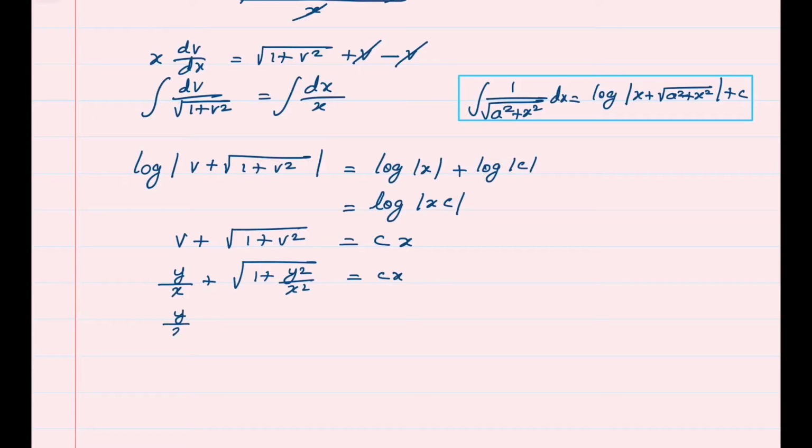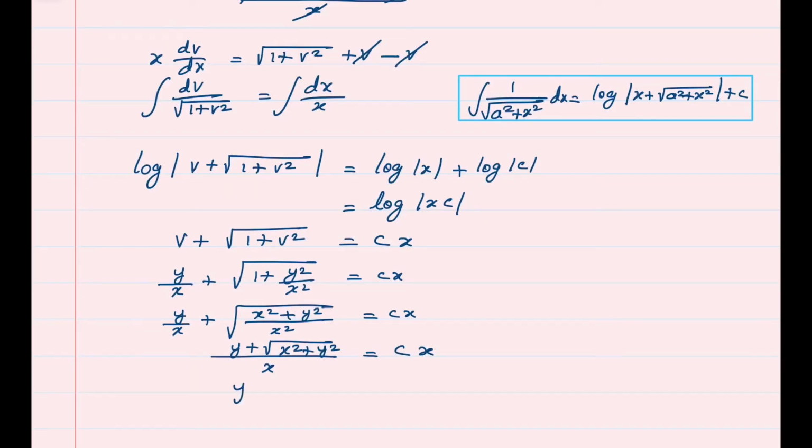y by x plus root of 1 plus y square by x square. LCM is x square, and here the denominator x square becomes x, root of x square is x. x is the LCM. y plus root of x square plus y square is equal to cx. So y plus root of x square plus y square is c times x square.